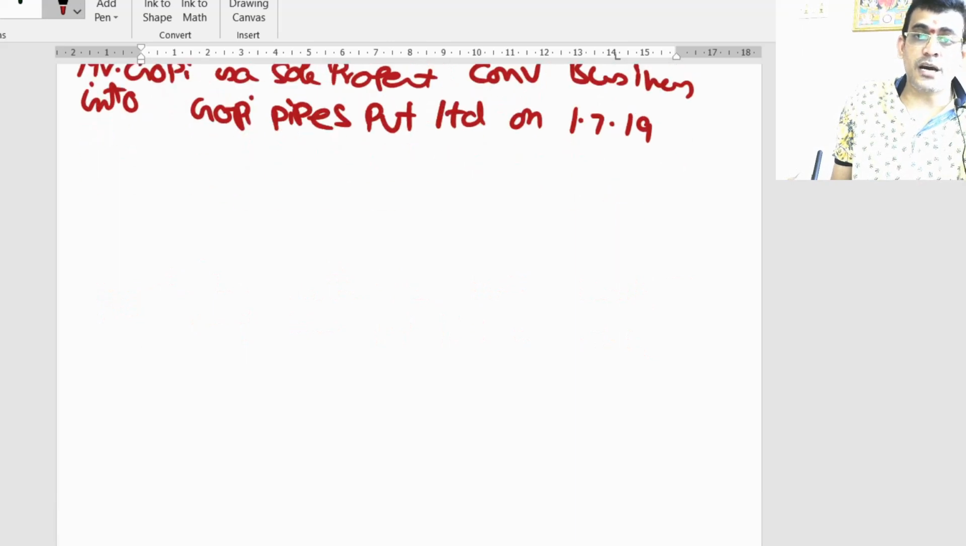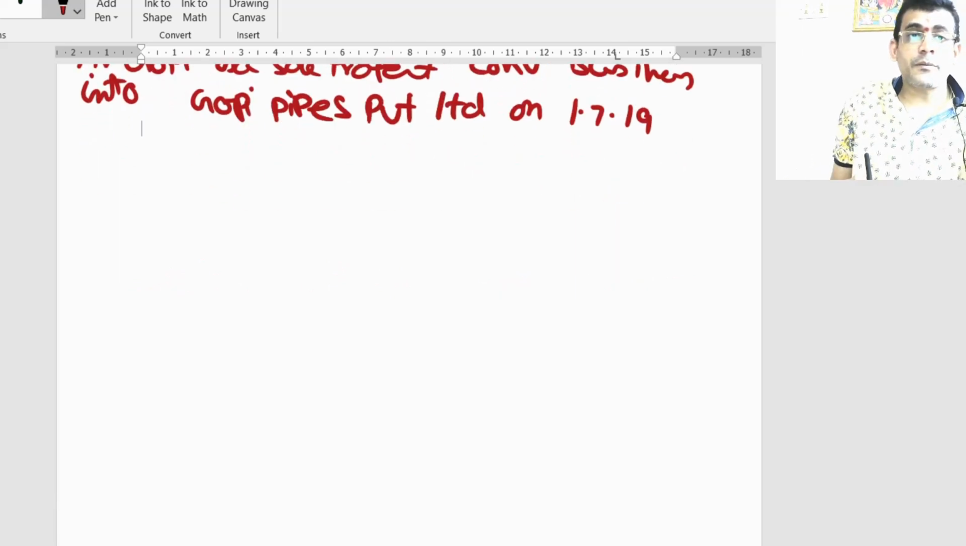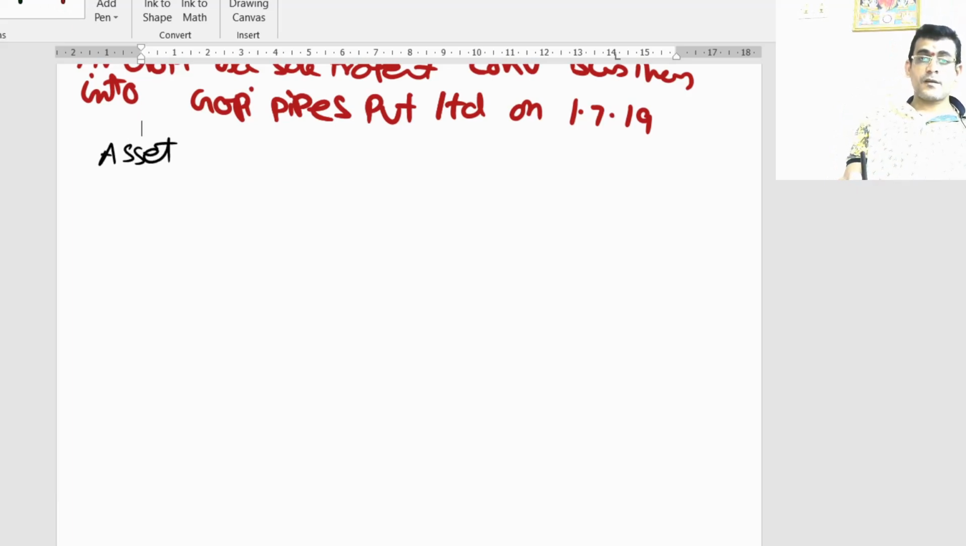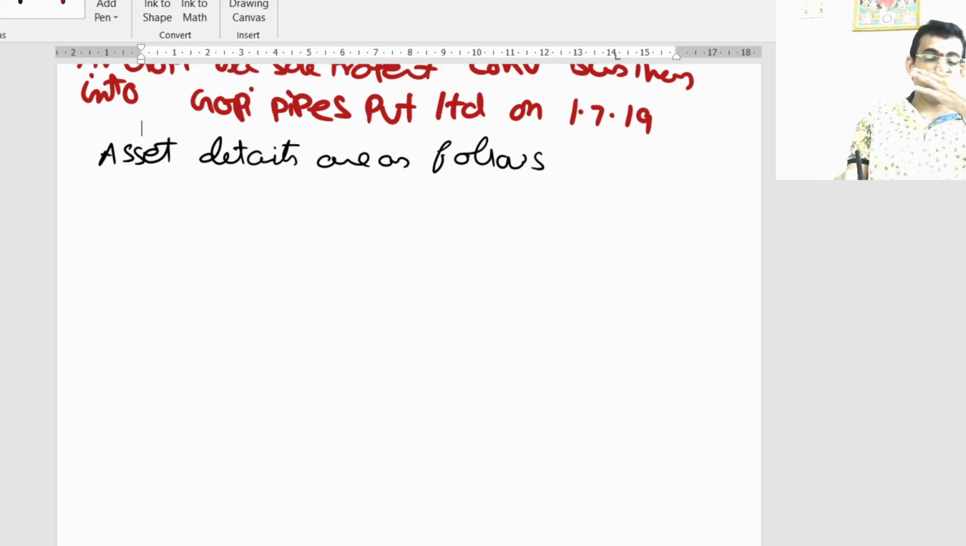Now let us take the other details. It is also mentioned that the following are the asset details. Let us consider what assets are available. There are basically two blocks, block 1 and block 2.